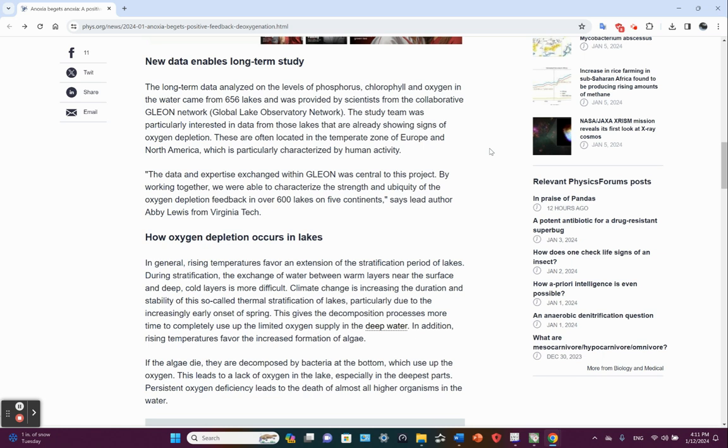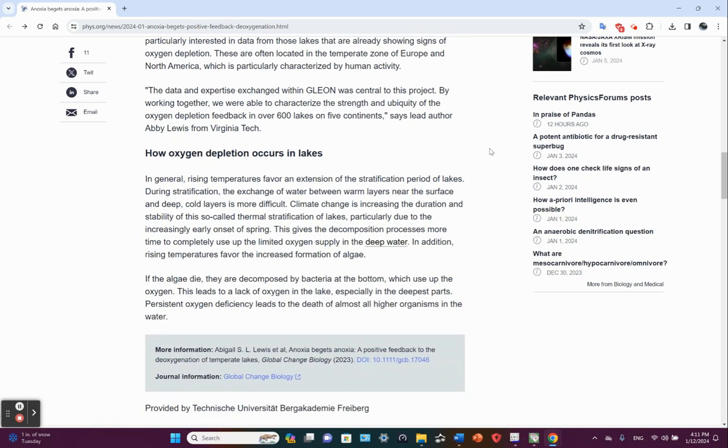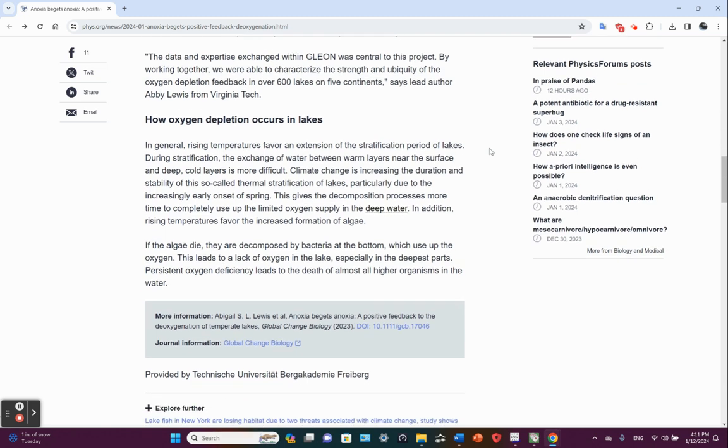The data and expertise were exchanged with GLEON, that's a research group. "By working together, we were able to characterize the strength and ubiquity of the oxygen depletion feedback in over 600 lakes on 5 continents," said lead author Abby Lewis from Virginia Tech. So how does it work?